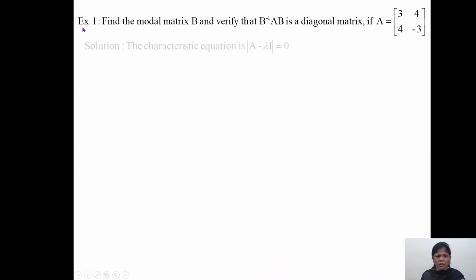Based on this, let us solve the first example. Find the modal matrix B and verify that B inverse A B is a diagonal matrix if A is the matrix [3, 4; 4, -3]. So here two things are required. First is to find the modal matrix, and the next is to show that B inverse A B is a diagonal matrix.